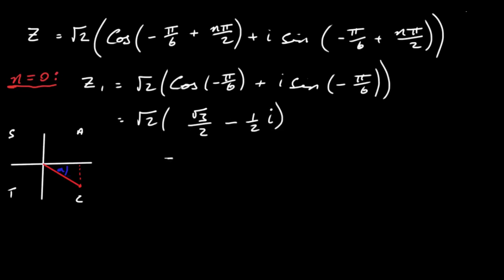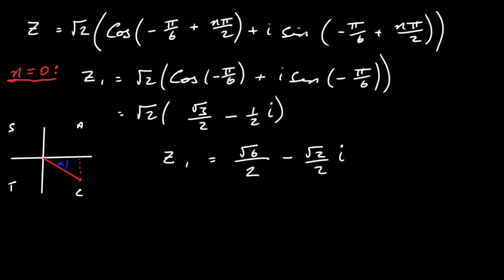If we multiply this out, our z1 is going to be root 2 times root 3, which is root 6 over 2, minus root 2 over 2 i. So this is our first root.